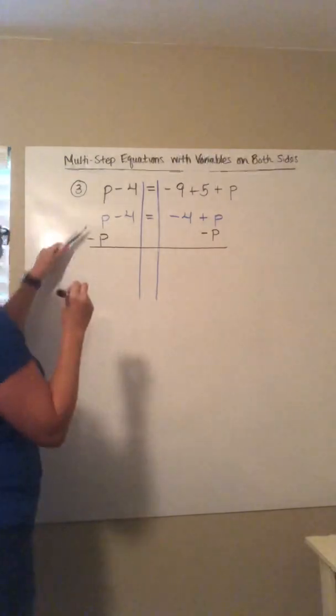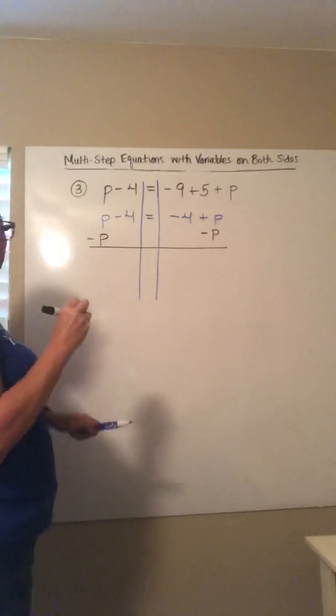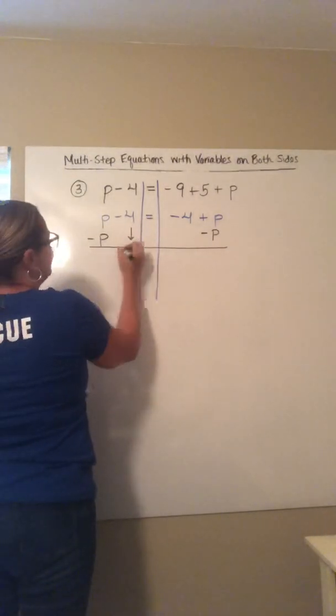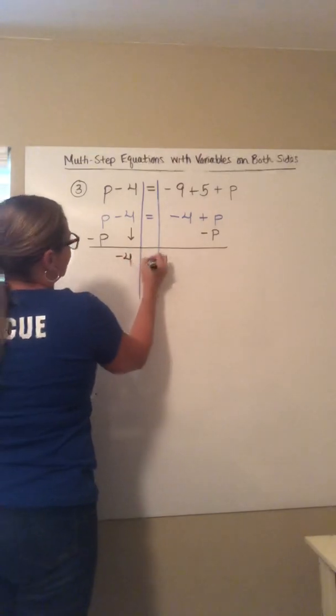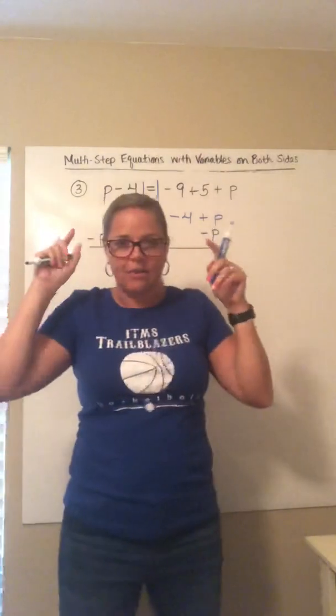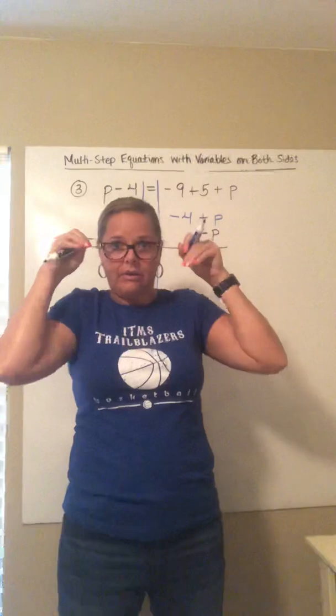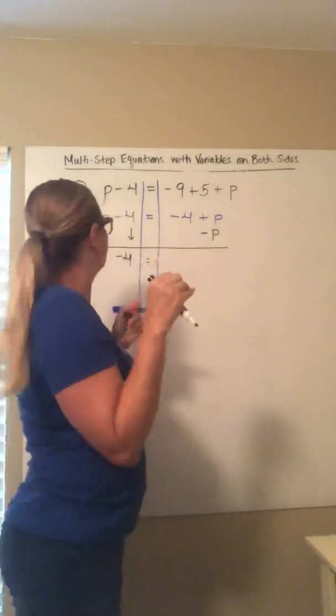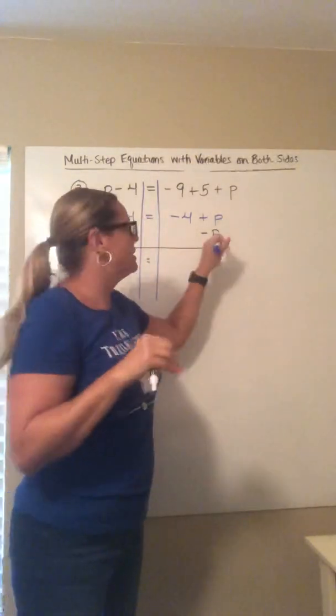So now p minus p, I've eliminated the variable from that side. I'm going to bring down my -4. And my mind starts working right now. The little hamster that's in my head is going, and then he's going, huh? Wait a minute. This looks weird because it's going to eliminate over there too.